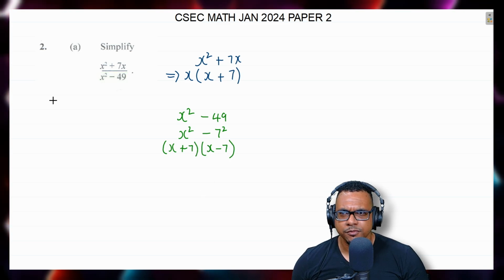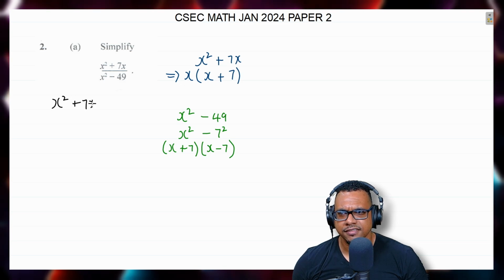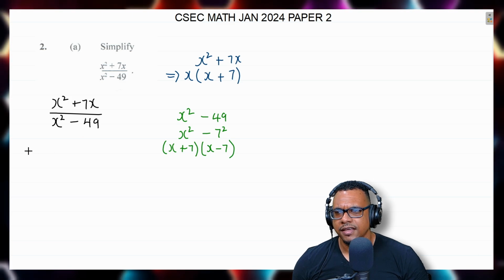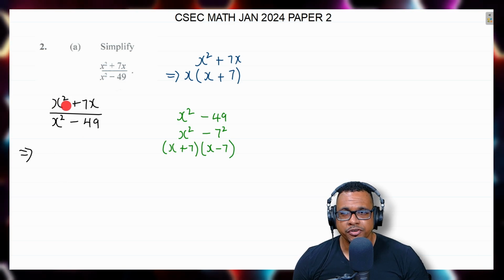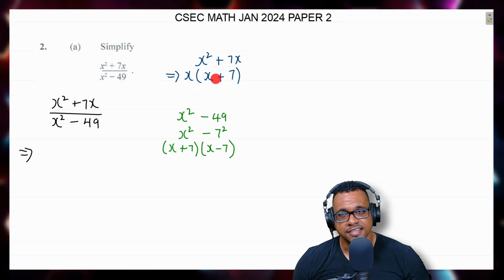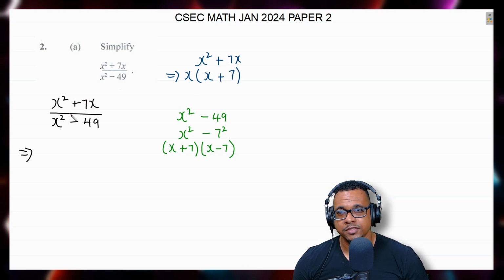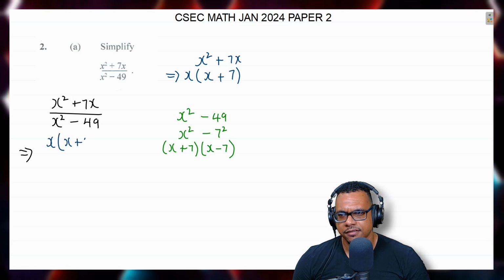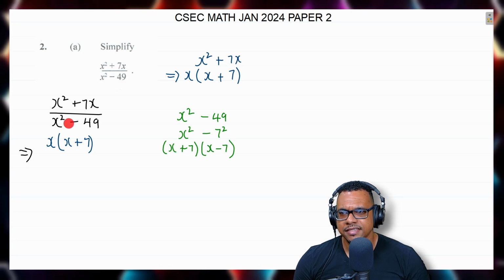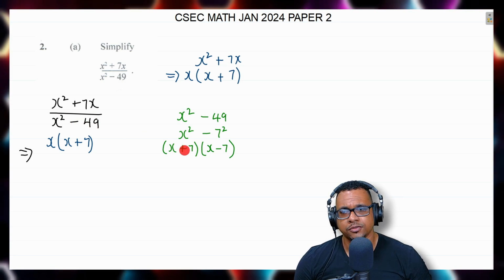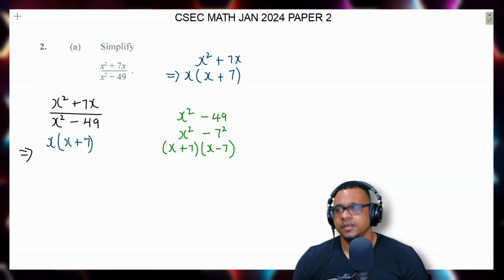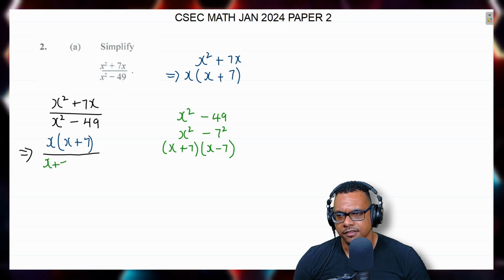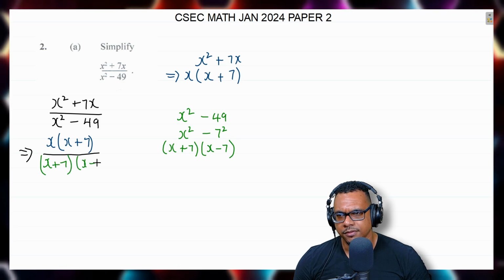So now I'm just going to write over the question. We have x squared plus 7x over x squared take away 49. And this would imply, so for my numerator, I factorized my numerator and I got this as the answer, x multiplied by x plus 7. So I'm writing this for the numerator. So I have x multiplied by x plus 7 as my numerator. And then for my denominator, we factorized this and we got x plus 7 multiplied by x take away 7. So this will be over x plus 7 multiplied by x take away 7.